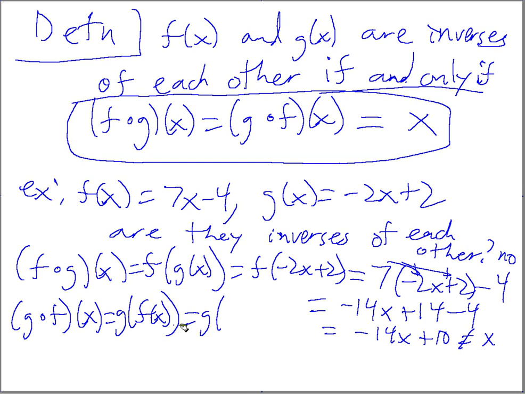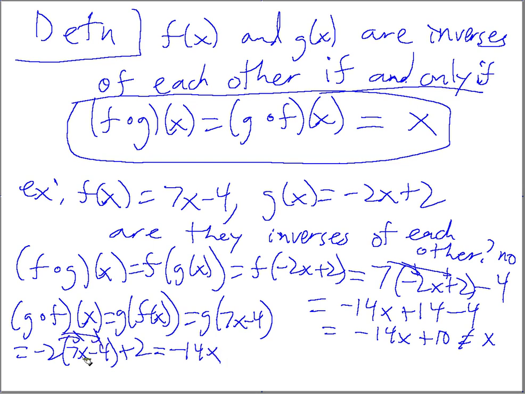This is g of what? What's f of x? 7x minus 4. So g of 7x minus 4. Plug that into the g function. So that's going to be negative 2 times 7x minus 4 plus 2. This is equal to what? Negative 14x plus 8. Negative 2 times negative 4 plus 2. This is equal to negative 14x plus 10.